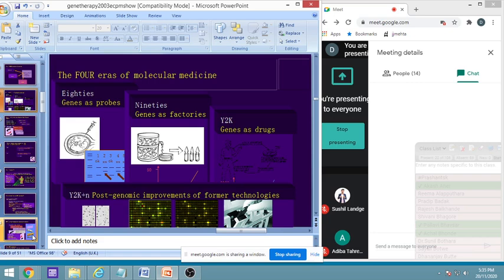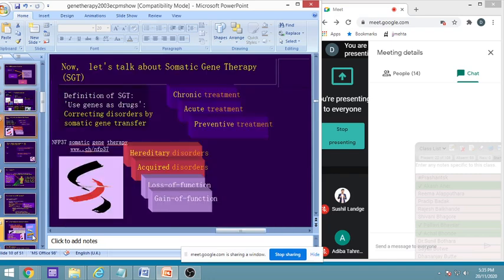Around 2000, or Y2K as we call it, genes began to be used as a drug, because genes are important targets for drug action, and therefore there was a drastic change. Now let us see what we call somatic gene therapy. This was the background of what we have seen.